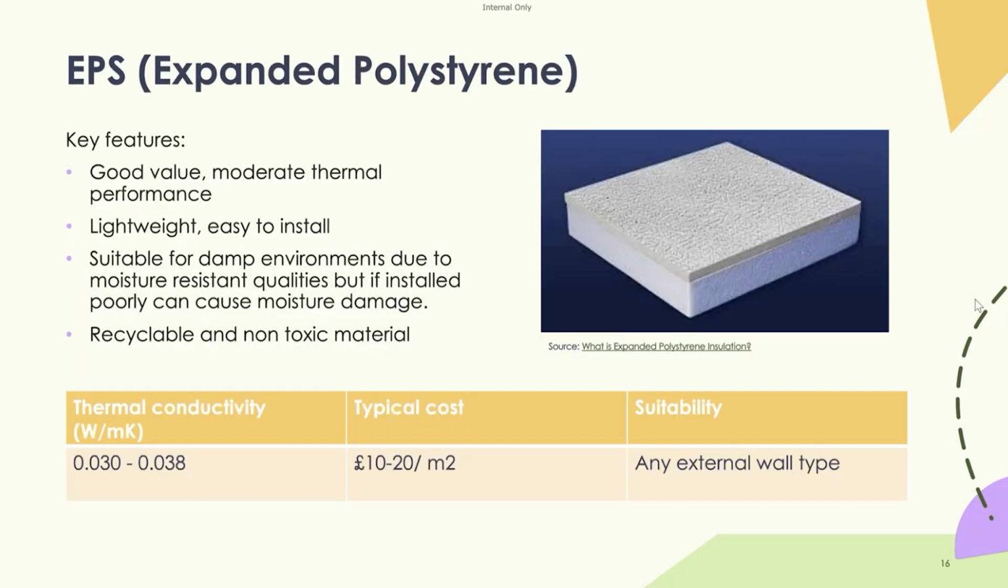In addition, we have expanded polystyrene. Again, very similar to PIR insulation in the sense that it's a rigid board. But these have a good value for money. They're cheaper than a typical PIR board, and they offer moderate thermal performance. You can see there again on the thermal conductivity for this particular product, you're talking around 0.030 to 0.038, whereas the PIR at best can be 0.018. So it is a better product, the PIR, in terms of thermal conductivity, but it might not always be the most suitable product. Sometimes people will use EPS insulation purely because of costs as well.